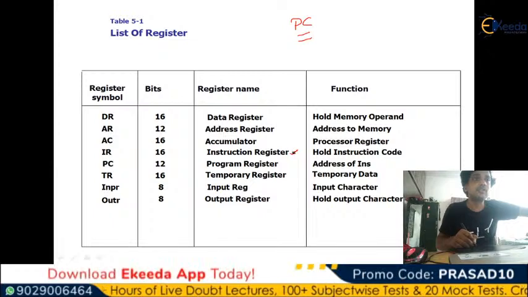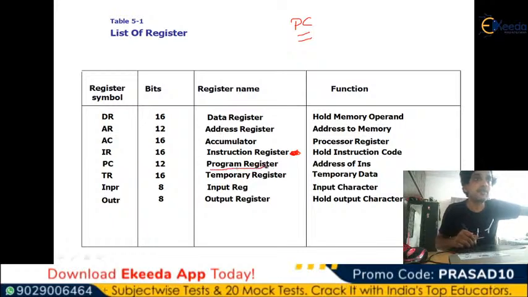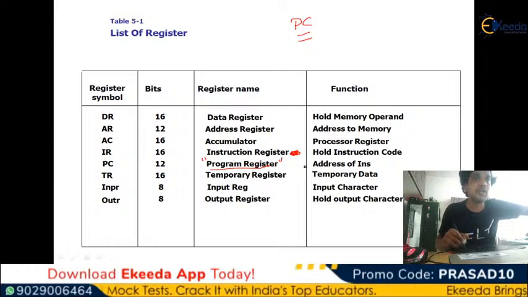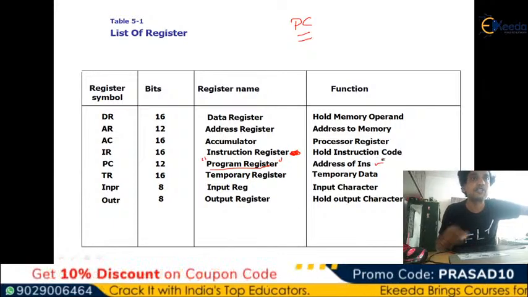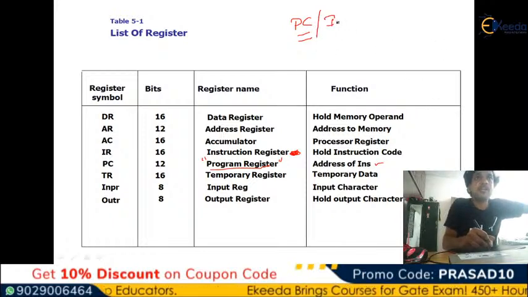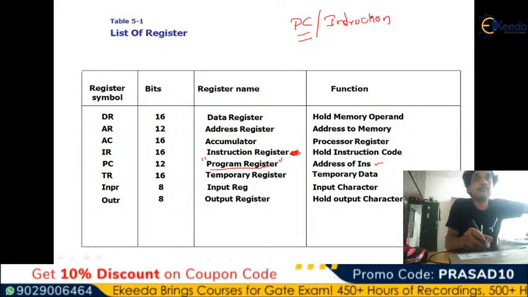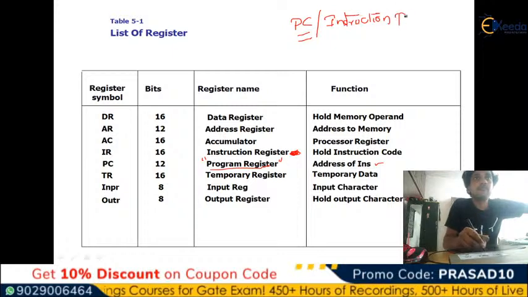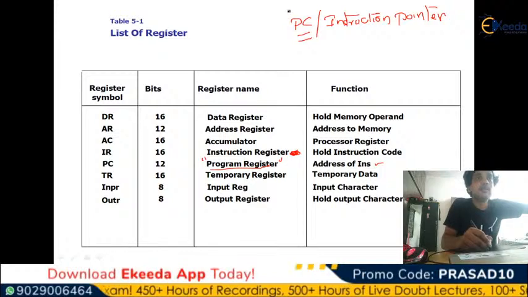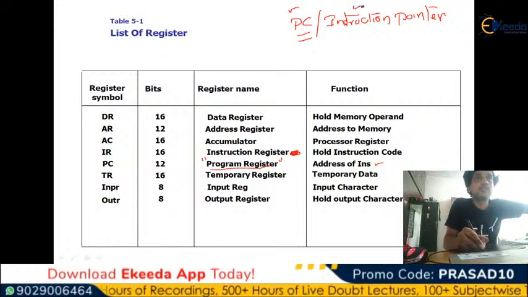Sorry, this is the program register. Okay. This program register is going to hold the address of the next instruction. The PC will generally have two names: program counter or instruction pointer. This could be called either a program counter or an instruction pointer.